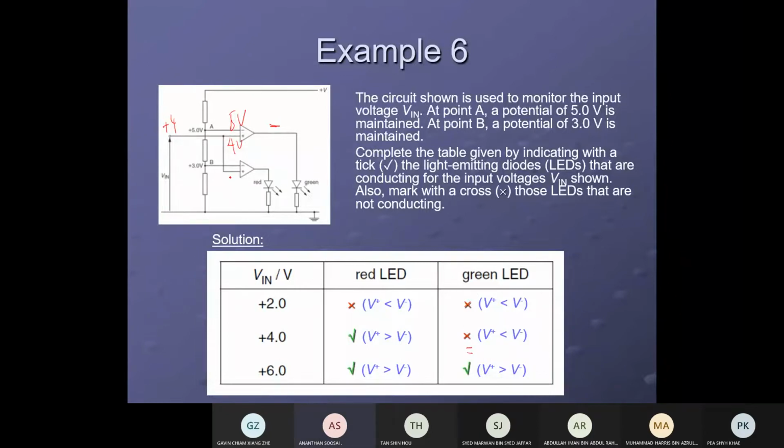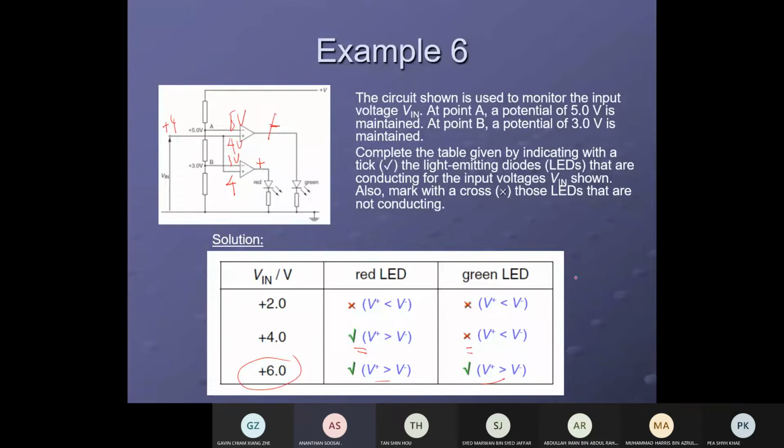But for the second op-amp, the non-inverting input is positive 4 and the negative is 3 volt. So here the positive is greater than the negative, so the output will be positive. Yes, red now will allow the current to flow. Red will light up when positive 4 volt, green won't light up. When you give 6 volt, both go positive, so both are going to light up.